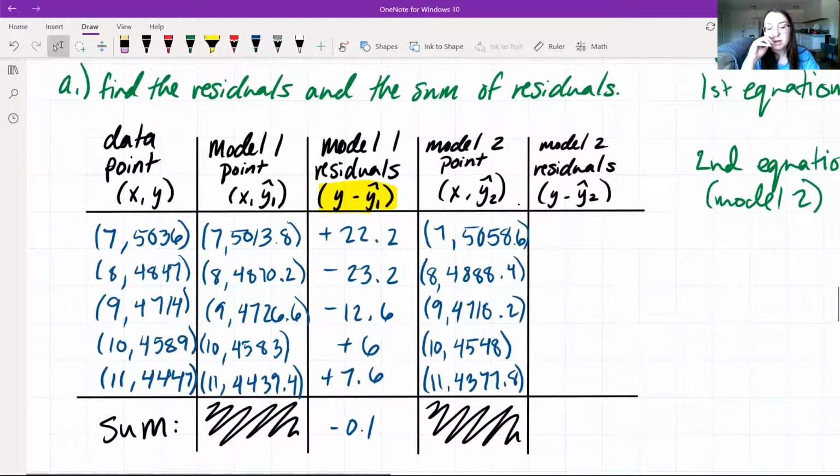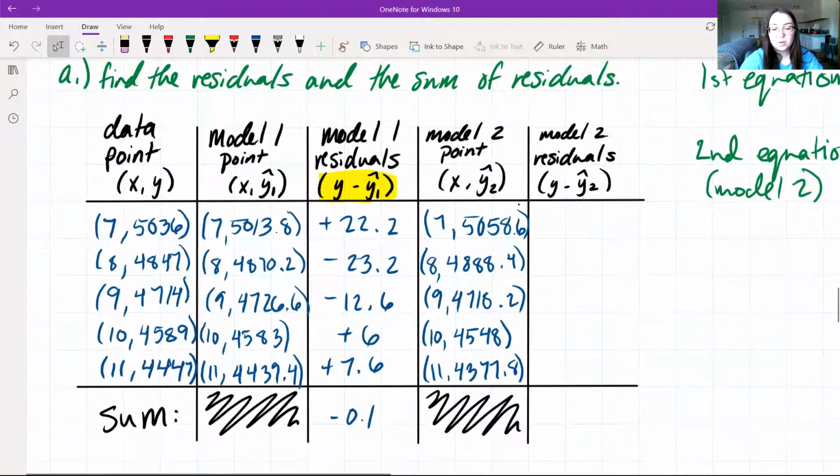All right, so now we have our model 2 points here. And we're going to do the same thing as before. We're going to get our model 2 residuals using our y minus y hat 2 from our second model points. So once again, take a moment to calculate these on your own. You can pause the video and calculate those. All right, so if you paused, welcome back.